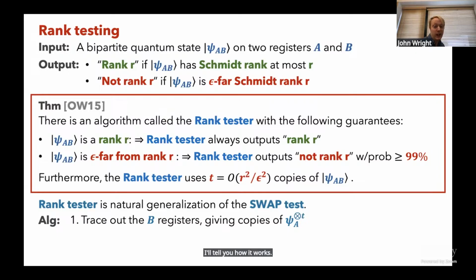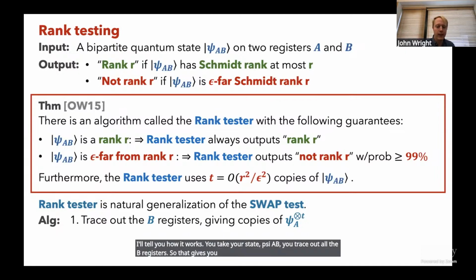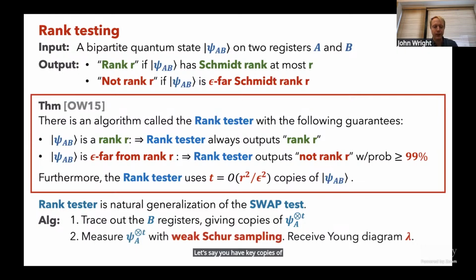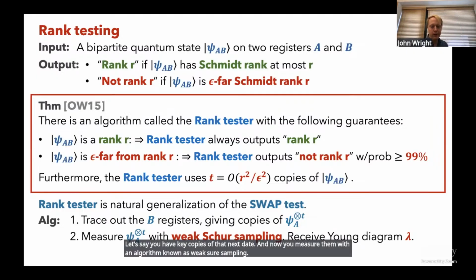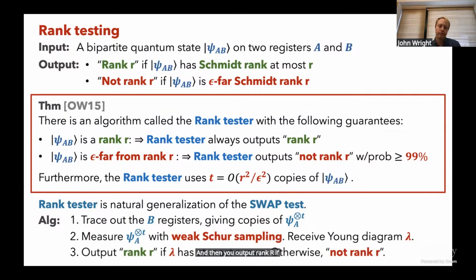You take your state psi AB, you trace out all the B registers. So that gives you a mixed state on A. Let's say you have T copies of that mixed state. And now you measure them with an algorithm known as weak Schur sampling. If you don't know what it is, no worries. You receive a Young diagram lambda, and then you output rank R if lambda has at most R rows. And otherwise, you output not rank R. So that's that algorithm.